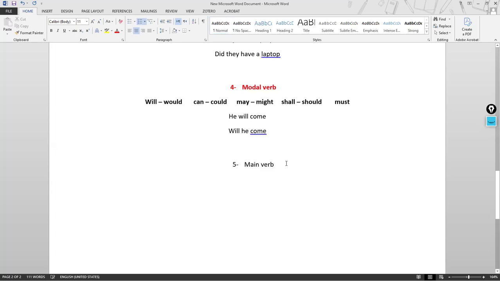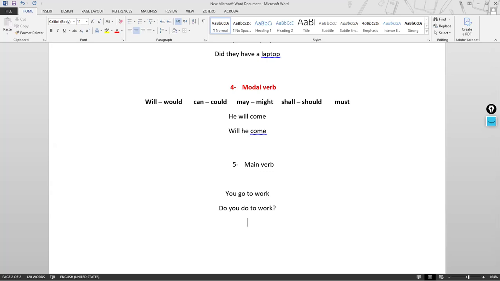Even with main verb, I have to use do, does, did. For example, you go to work. How can I ask a yes or no question? You go to work. Do you go to work? Exactly. Do you go to work? Okay, so notice I use auxiliary, I use the helping verb.